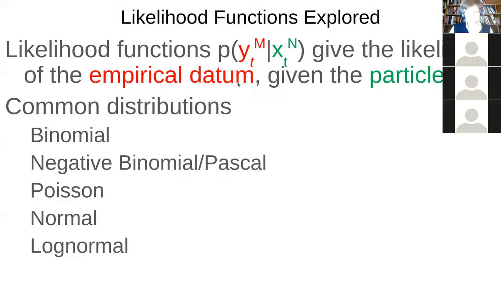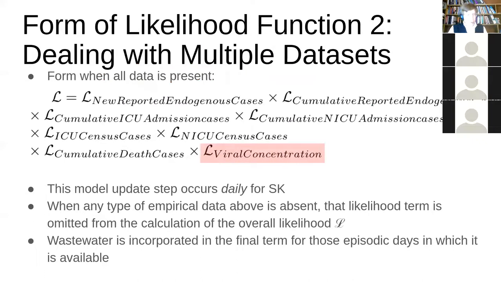And so a likelihood lets a particle say, given my understanding of the world, how likely is it that I would observe what's actually been observed in the world? And we have different forms of these distributions. Most commonly, we multiply these together. So a given overall likelihood is like a multiplication of likelihoods with respect to certain things.